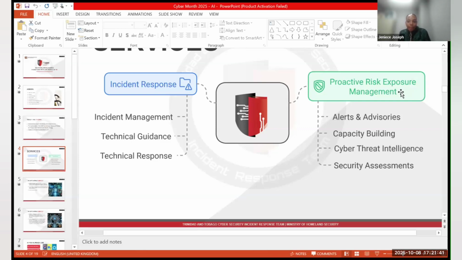We also do security assessments. The security assessments, like I was speaking about, is basically us assessing digital platforms to ensure that they are secure. And when persons input their credit card information or their personal information, it is captured in a secure manner. So yes, that's basically the role and function of the CSIRT at a national level.